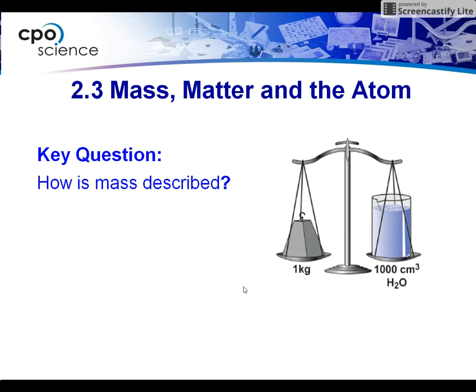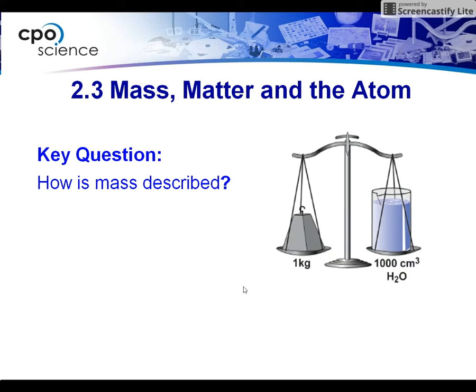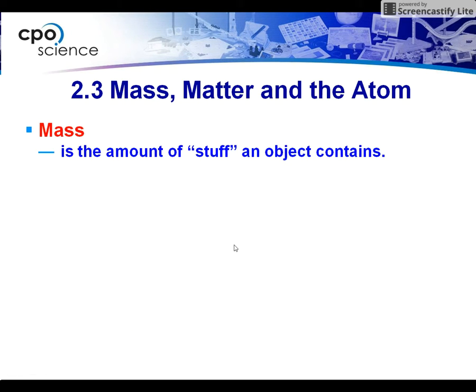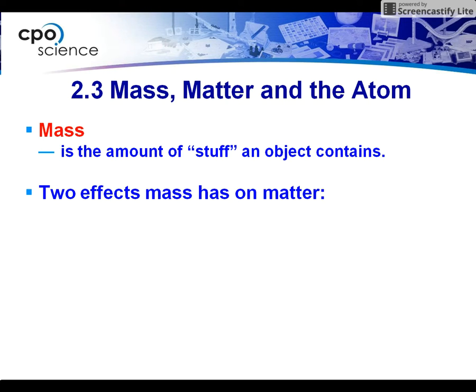Now, most of us in our society, we hear the word weight all the time. So when we're talking about a mass of something, it's always a comparison between two things. We look at how much does one thing compare to another thing. So in science, the word mass is the amount of stuff that an object contains. There's two effects that mass has on matter.